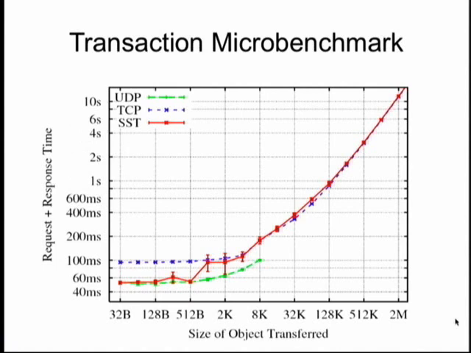Then the paper includes a couple of micro benchmarks and a web browsing workload, just to give a flavor of what it is. The micro benchmark compares a simple request-response protocol like in HTTP 1.0 over either TCP or UDP versus SST. The only take-home point is that for small transaction sizes, SST gives you the one round trip latency that UDP does, but it can still scale to large transaction sizes like TCP does.